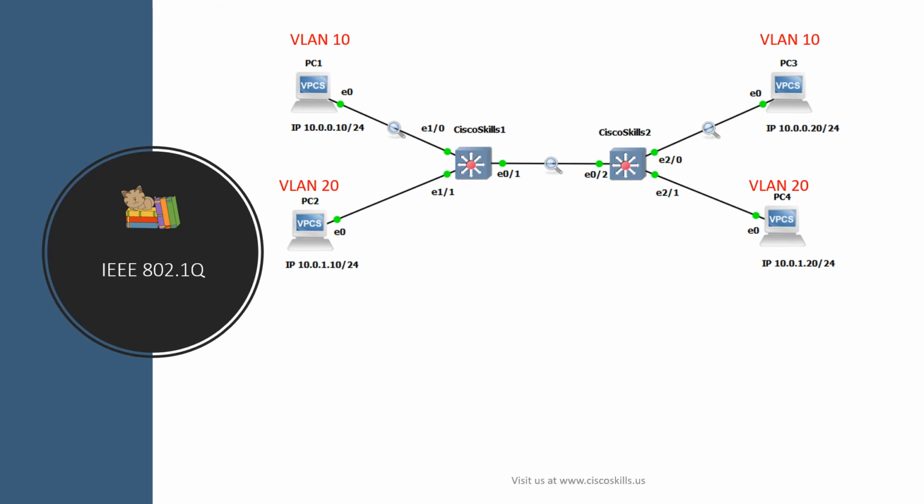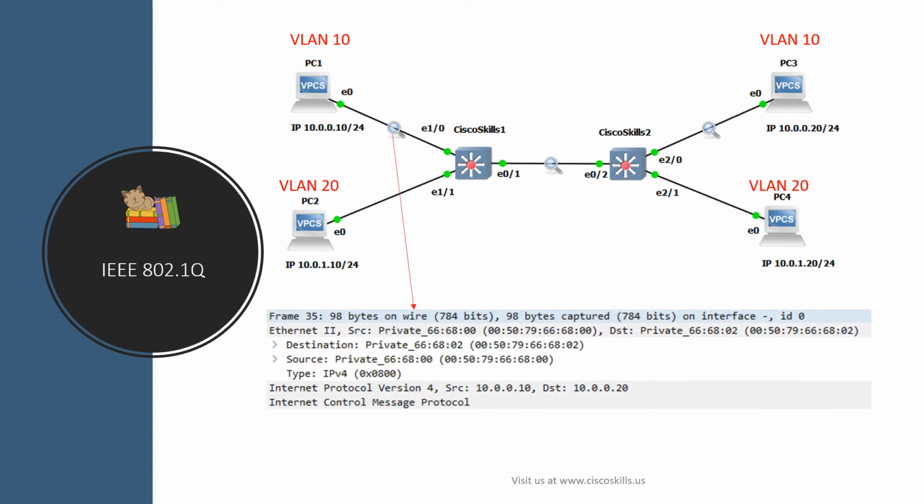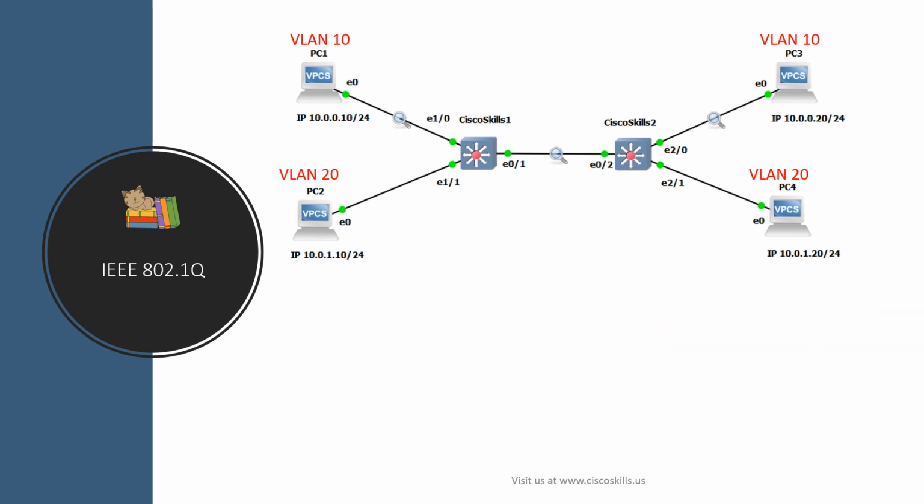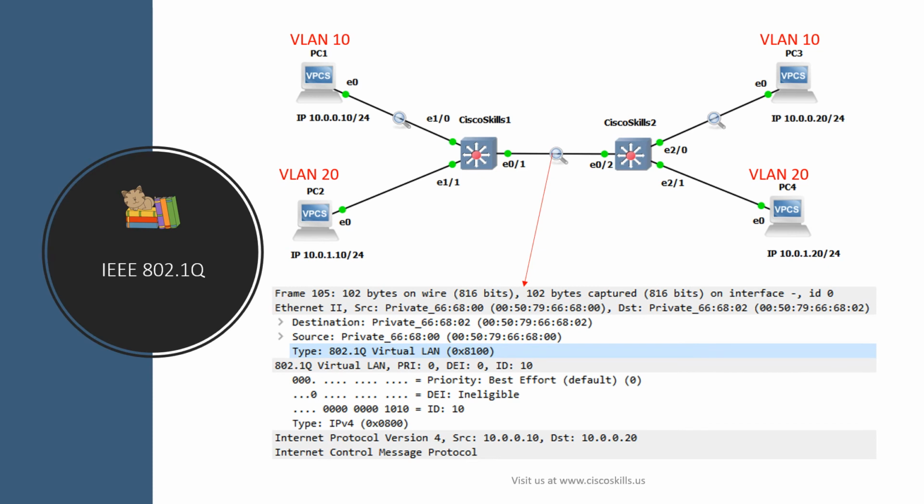Finally, from PC1, we ping the IP address of PC3, and here is the packet capture of the link from PC1 to the Cisco switch 1. As you can see, the frame is a standard Ethernet frame. Here is the packet capture of the 802.1Q trunk link from Cisco switch 1 to Cisco switch 2.